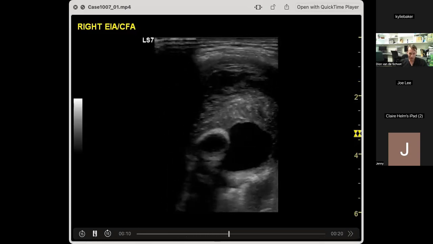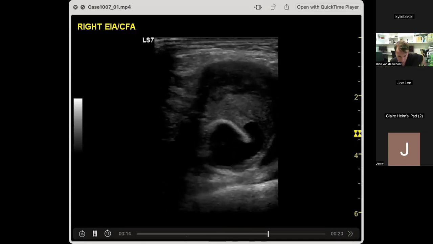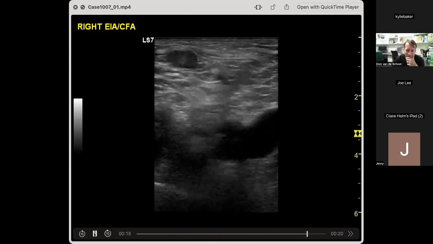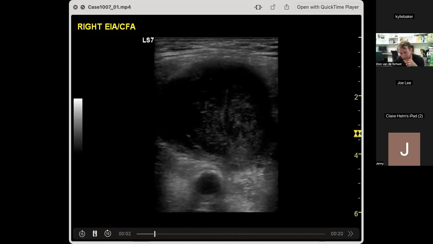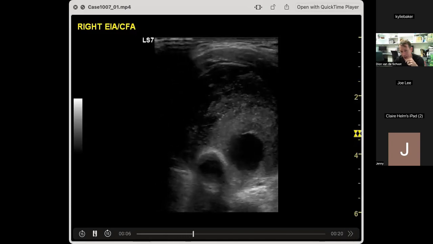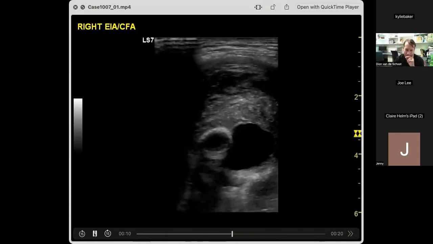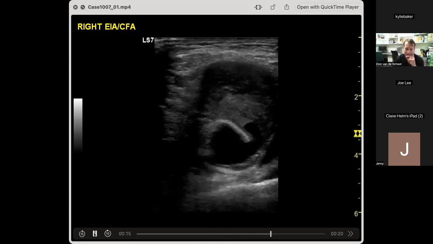So that is the right external, what's it? Common femoral artery. Groin area. So there is a complex echogenic mass in the right groin with what looks like mural thrombus. This is a pulsatile structure in the center.